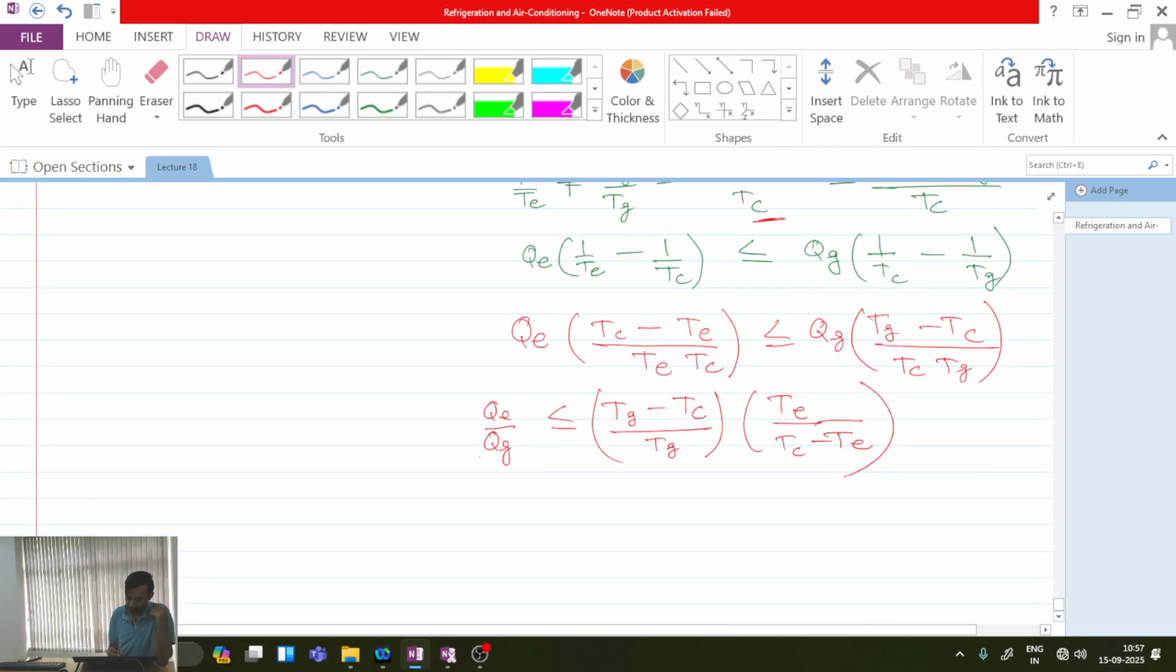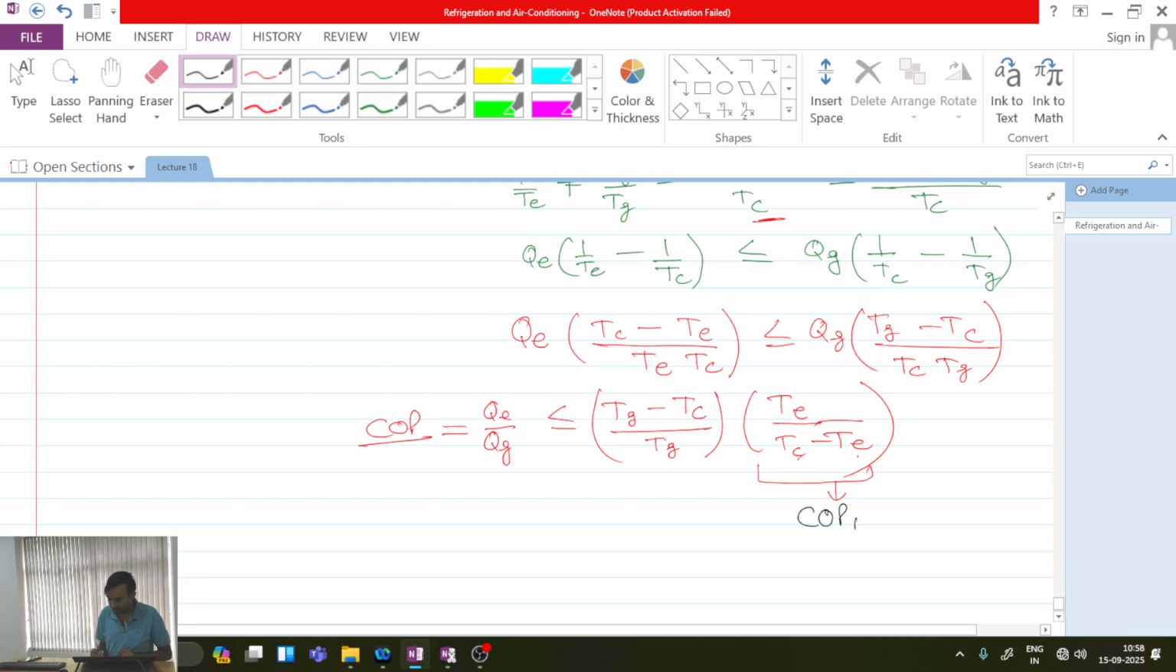Okay, so what is QE by QG? COP. So it means maximum limiting COP. Here you see this is a less than or equal to sign, so this is the maximum COP. Actual will be less than this. So the maximum limiting COP is TE by TC minus TE times TG minus TC by TG.